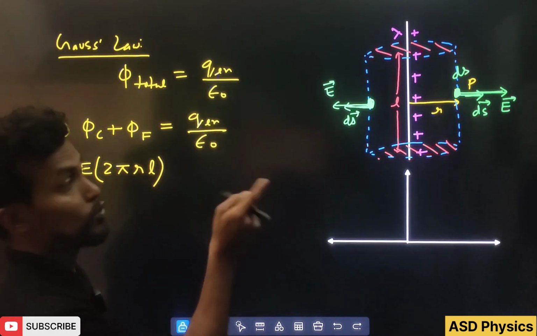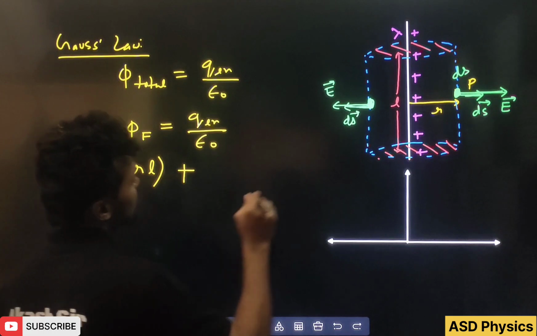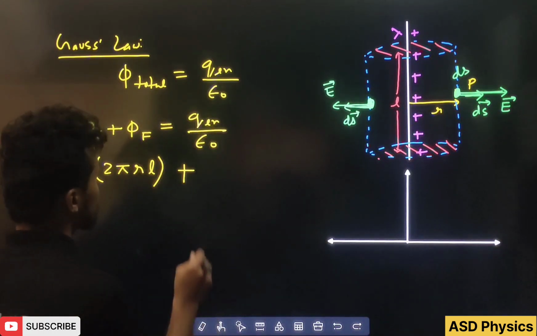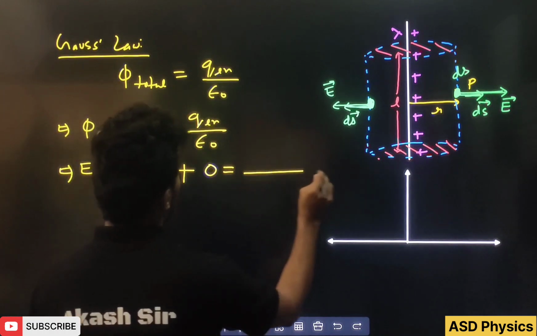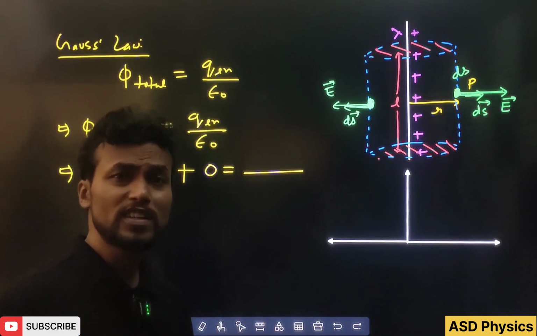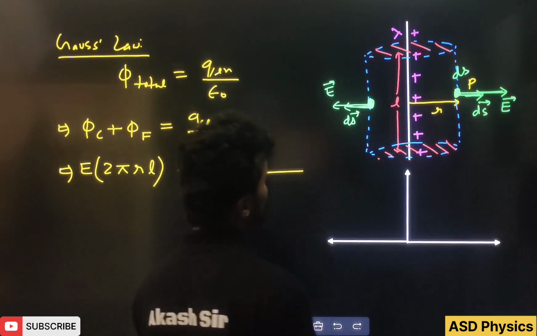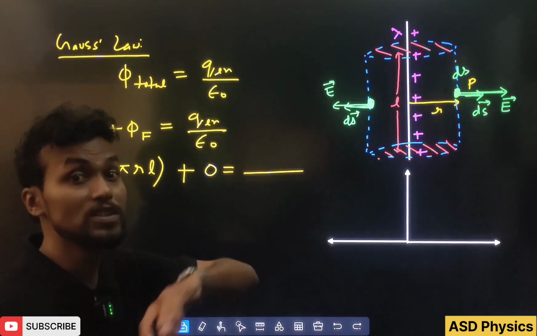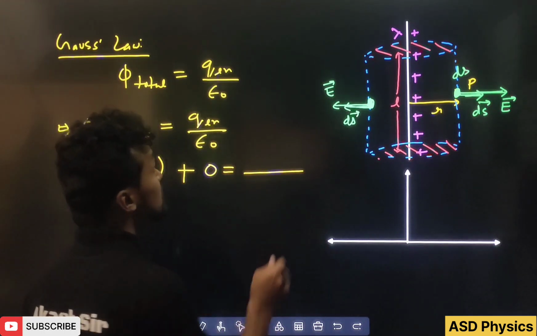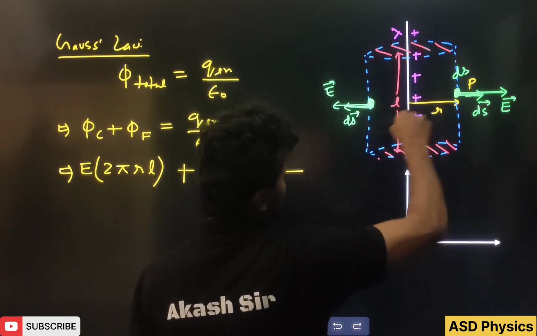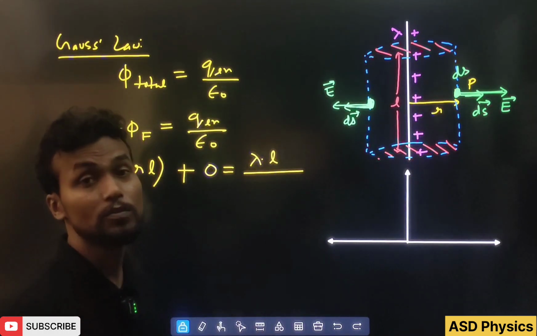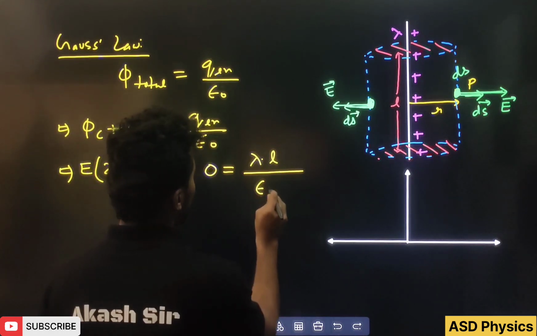The total area, plus the flat surface. Electric field lines will be parallel to the flat surface, they will not cut it, so the flux there is 0. After that, can you guess what the enclosed charge is? You know very well, enclosed charge is given by lambda, the linear charge density, that means charge per unit length, into the length in which we have drawn the Gaussian surface. That means we can write lambda into L. Q enclosed is lambda into L by epsilon naught.